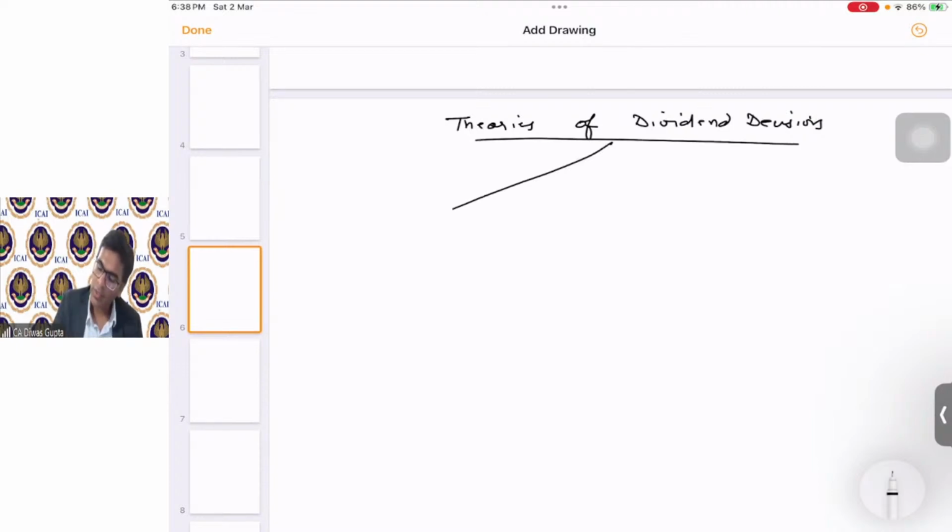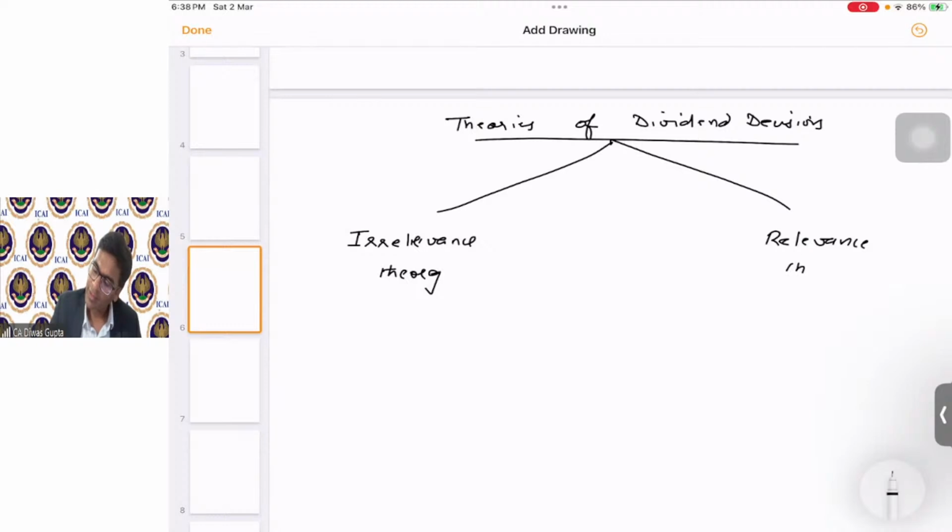So students, there are two kinds of theories. One is irrelevance theory, and the second is relevance theory.